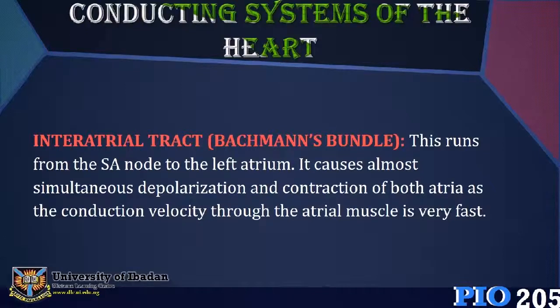Interatrial tract, Bachmann bundle. This runs from the SA node to the left atrium. It causes almost simultaneous depolarization and contraction of both atria as the conduction velocity through the atrial muscle is very fast.